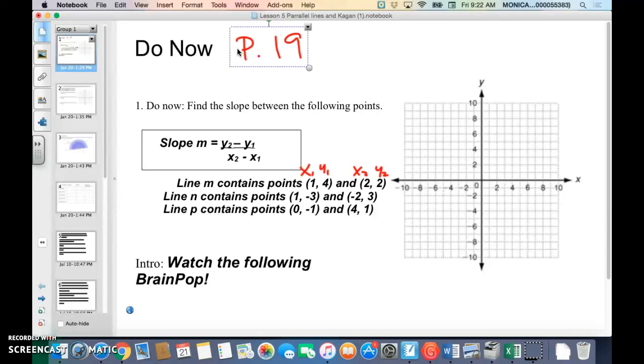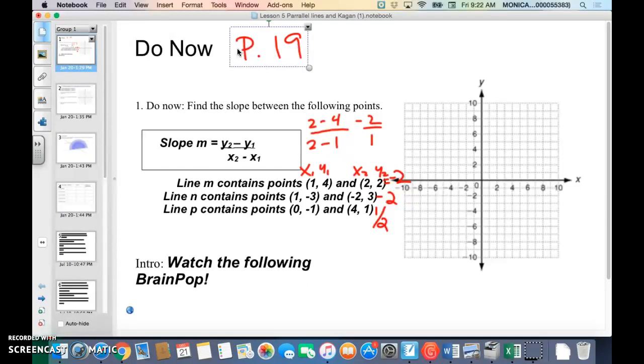It says, do now, find the slope between the following points. I'm going to look at line M, and these are the points, and when I put it in the formula, I would get 2 minus 4 on top and 2 minus 1 on the bottom. That's negative 2 over 1, so my slope is negative 2. For the second one, I get a slope of negative 2 as well. And for the third one, I get a slope of 1/2. These are going to be interesting relationships that we talk about.